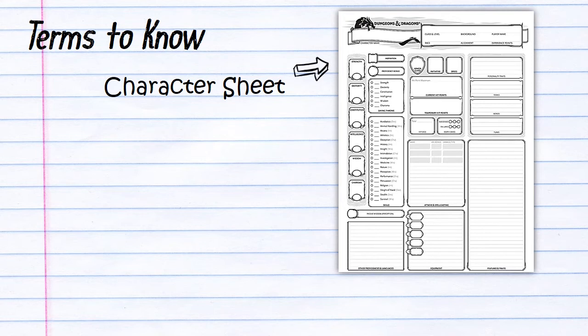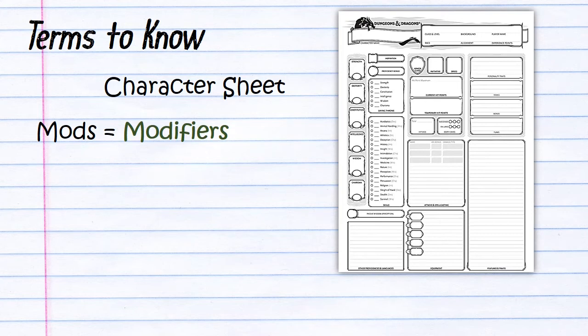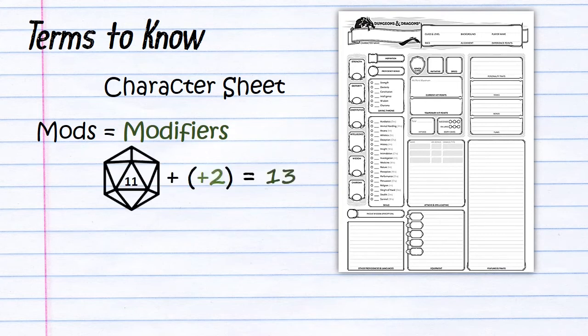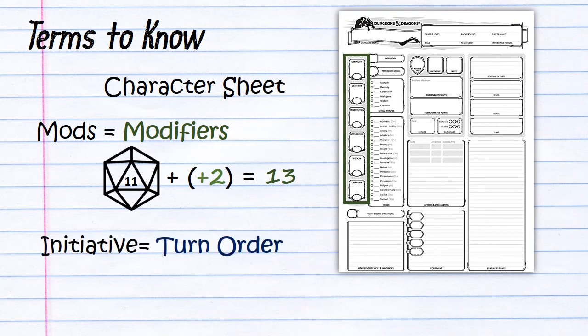A term that confuses a lot of people is mods. This is just shorthand for modifiers. You roll your dice, then you add your modifier, which can be positive or negative, to get your outcome. You figure out your modifiers while creating your character in the ability score section of your character sheet. Last term is initiative. This is your turn order in combat, which is recorded here while creating your character.